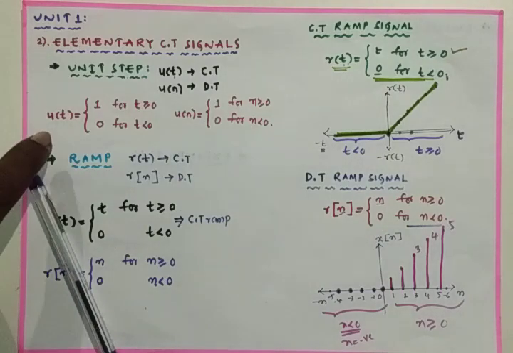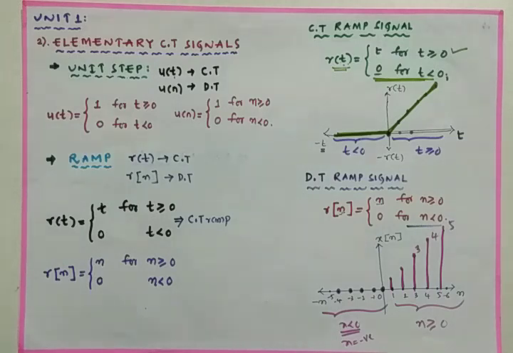If you replace t with n, that will be simply the unit step discrete time signal, that is u of n is equal to 1 for n greater than or equal to 0. Otherwise it will be 0 for n less than 0. In the last class I have explained this with respect to the graphical representation also.